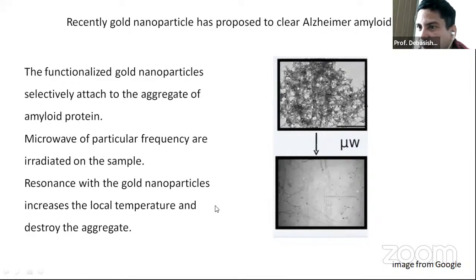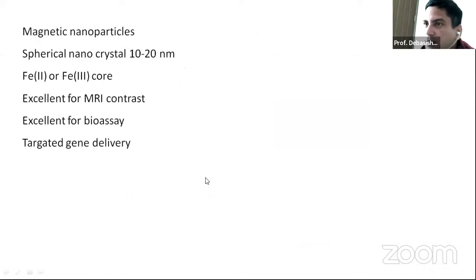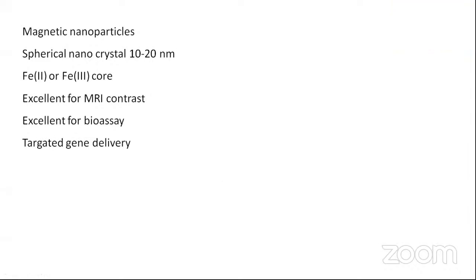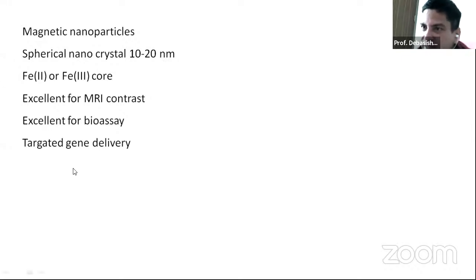So this is really amazing, and a new start to fight against Alzheimer disease. So, okay, then there are magnetic nanoparticles. If you prepare magnetic nanoparticles, they can also be used as an MRI contrast agent. They can be used for excellent bioassay and targeted delivery. That is the important part.